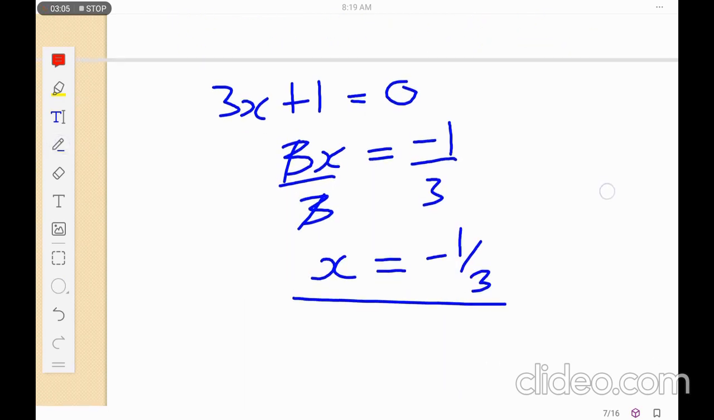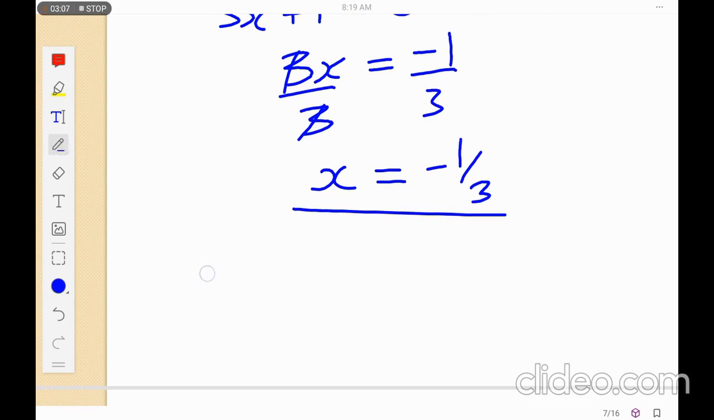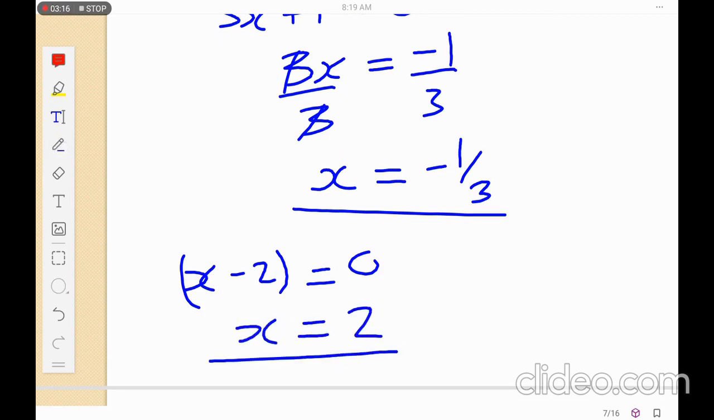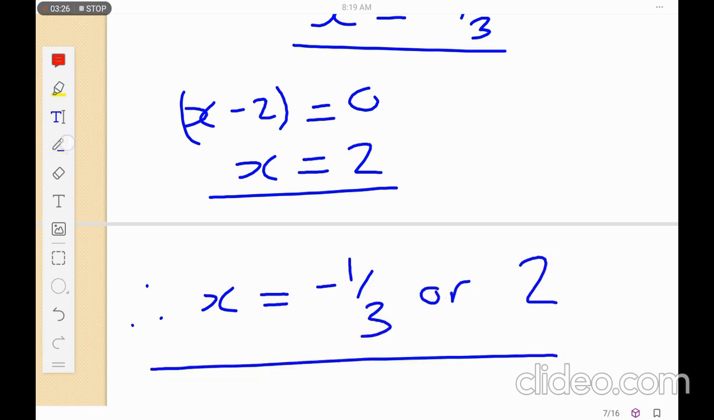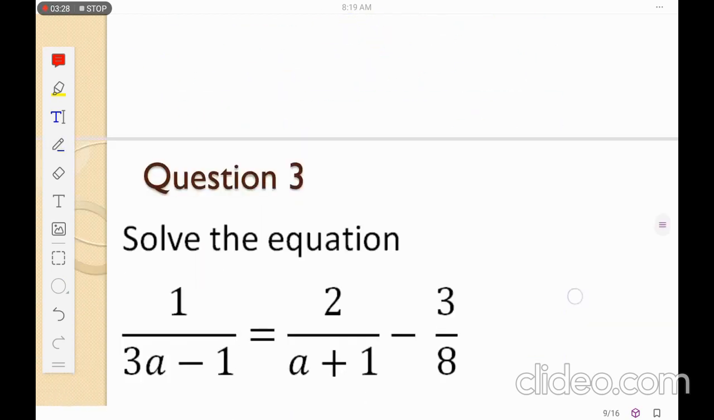Then for the second one, x minus 2 is equal to 0. So I can change there, my x is now equal to 2. So our answer or solution is that x is equal to minus 1 over 3 or 2. These are the answers that we have. Let's have a look at another question.